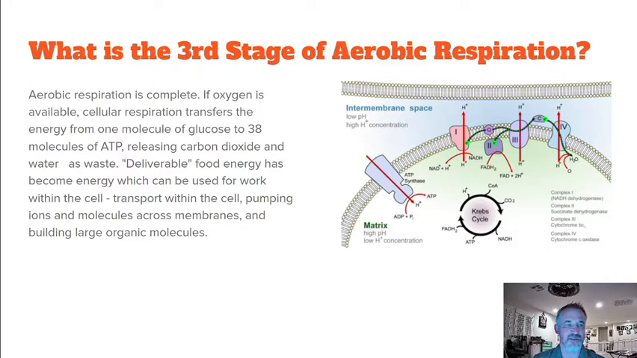Cellular respiration transfers the energy from one molecule of glucose to 38 molecules of ATP, releasing carbon dioxide and water as a waste product. Deliverable food energy has become energy which we can use to actually do work inside the cell: move things around, cause a muscle contraction, you name it. Everything that's done in your body is going to require ATP. Transport within the cell, pumping ions and molecules across the membrane, building large organic molecules, etc., all has to have ATP present.